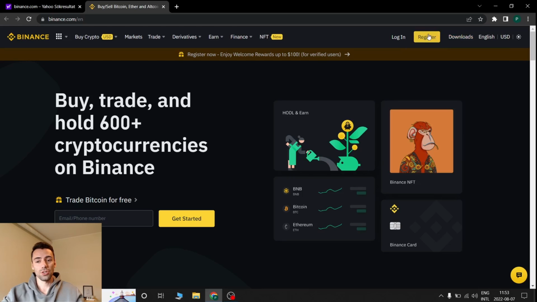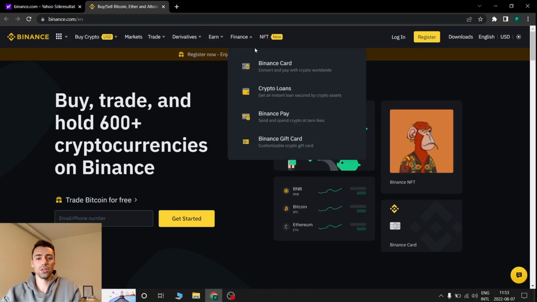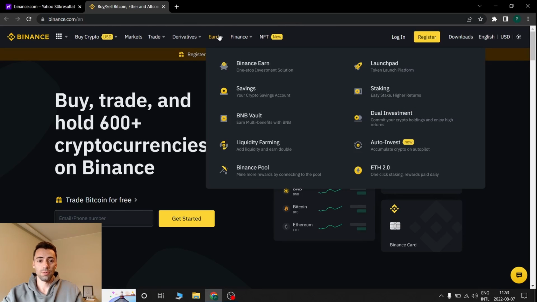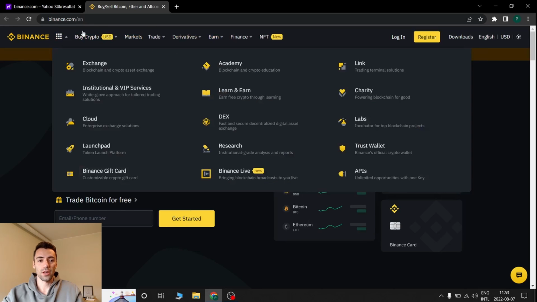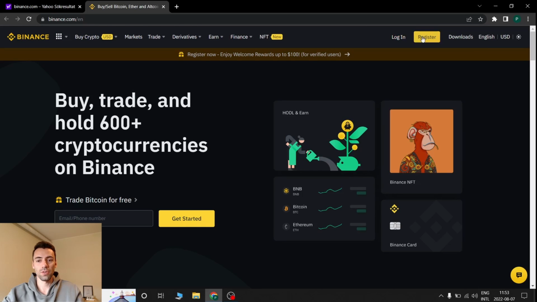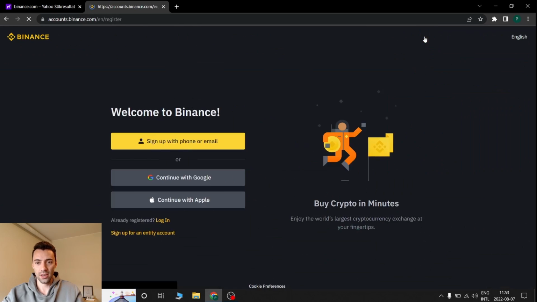Here we can register our accounts, or if you had an account before, you can actually log in. There are actually other tabs here that we go through after we register. So first, let's make an account. So register. Welcome to Binance.